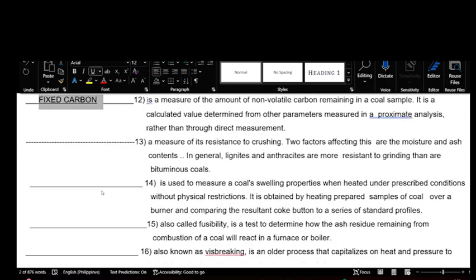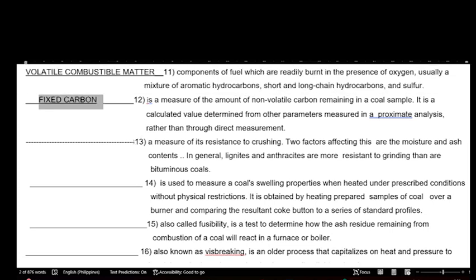Number 13, it is a measure of its resistance to crushing. Two factors affecting this are the moisture and ash contents. In general, lignites and anthracites are more resistant to grinding than are bituminous coals. O nandun yung sagot eh. Grindability. No? Kasi yung resistance niya sa pagka-crush o pagka-grind.